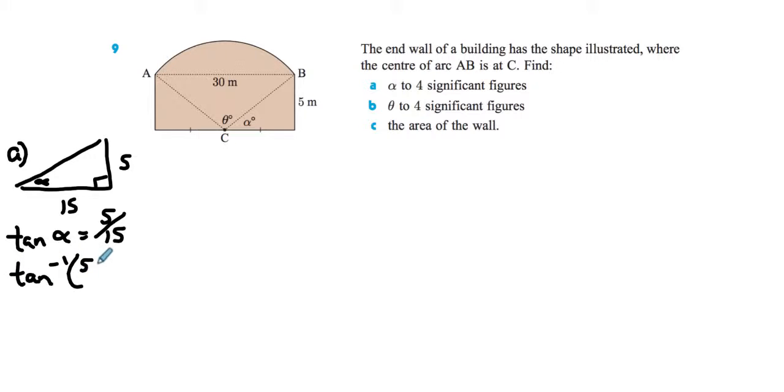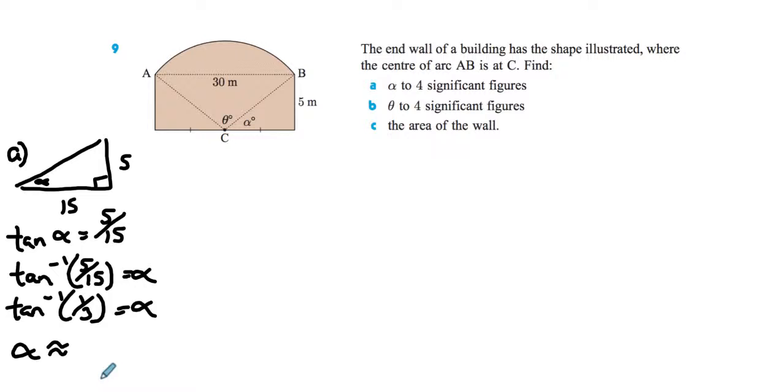So if I need to solve for the angle measurement, I do the inverse tangent function. So the arctangent of 1 over 3 is equal to alpha. So alpha is approximately 18.43 degrees to 4 significant digits.